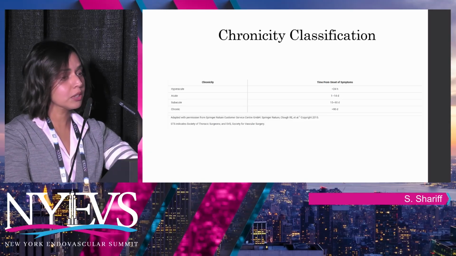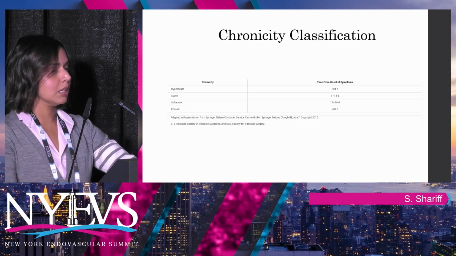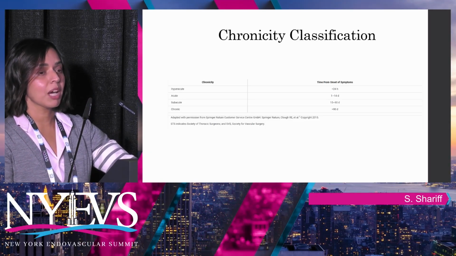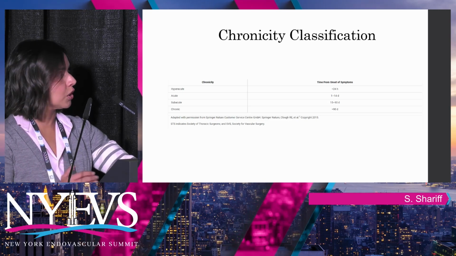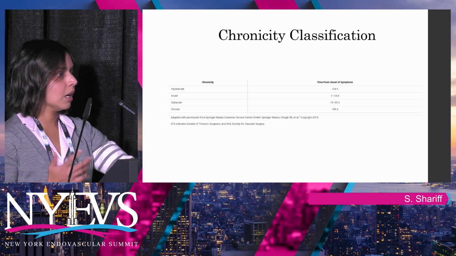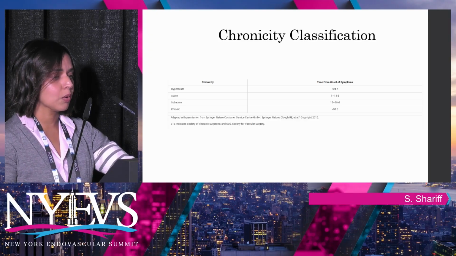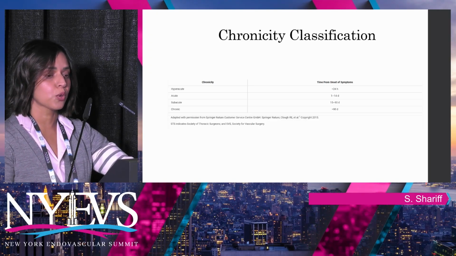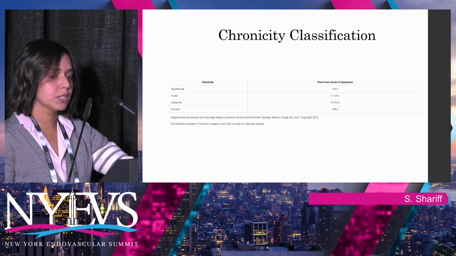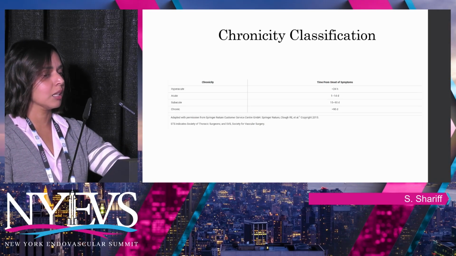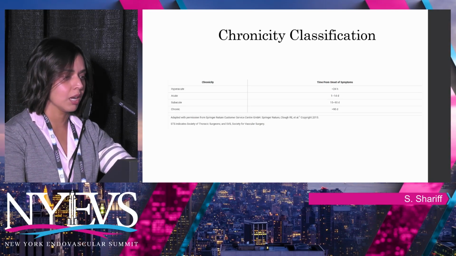Type B dissections are further classified based on the chronicity. This reflects the maturation of the dissection flap, which in turn will help with your treatment plan. So a hyperacute dissection is less than 24 hours. Acute is anywhere from 1 to 14 days. Subacute, 15 to 90 days. And anything beyond 90 days is a chronic dissection.